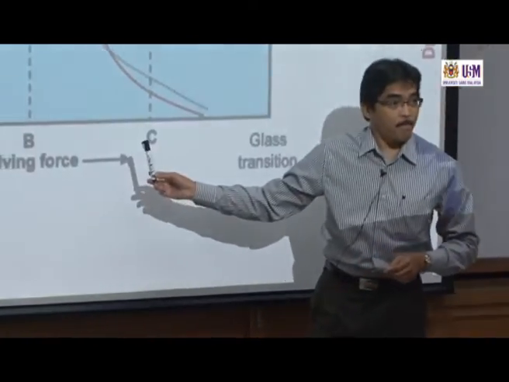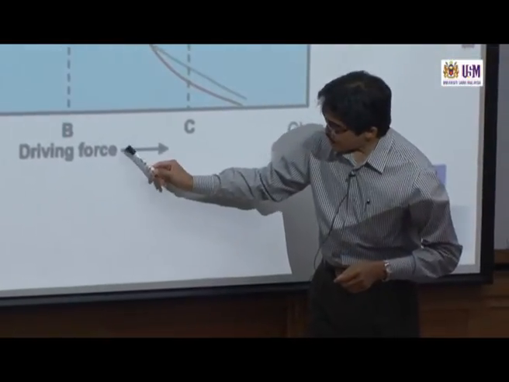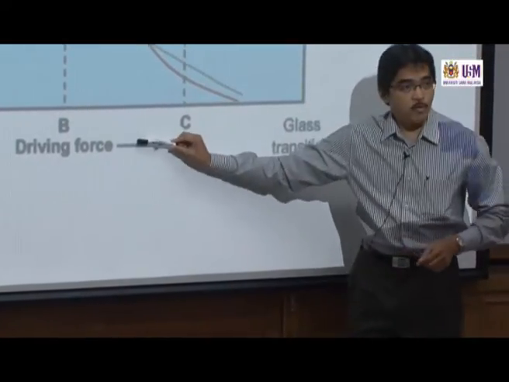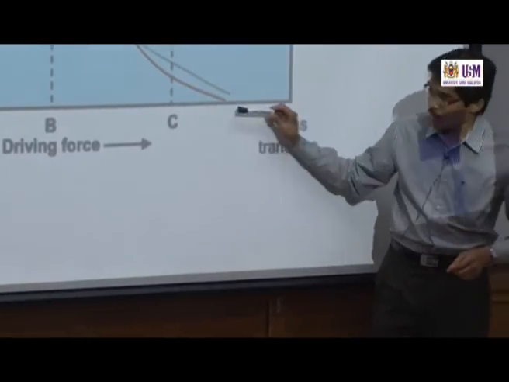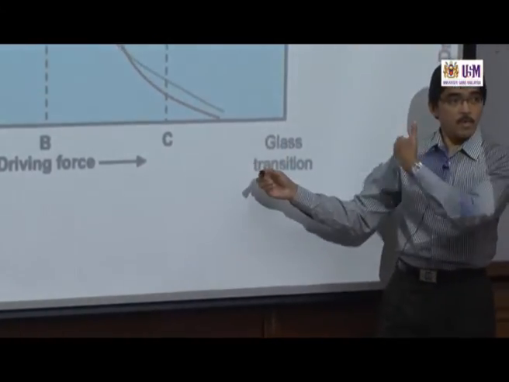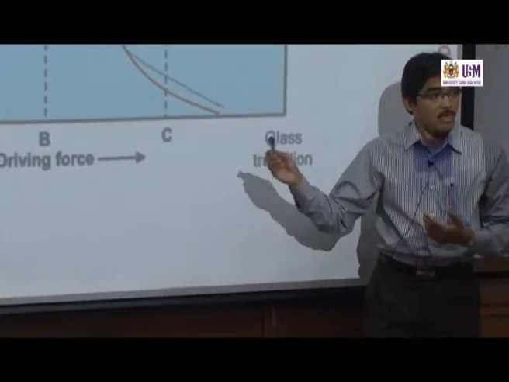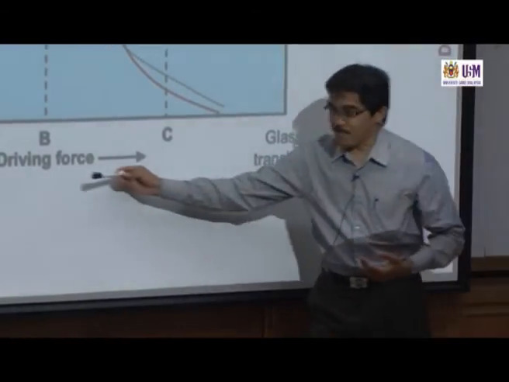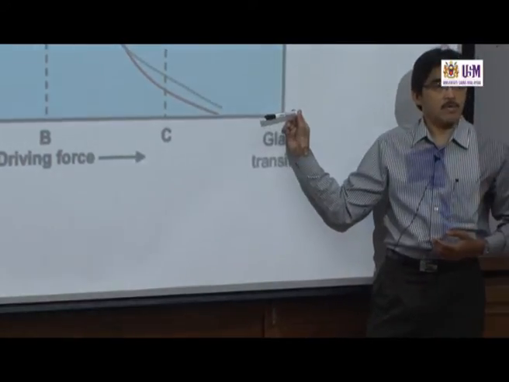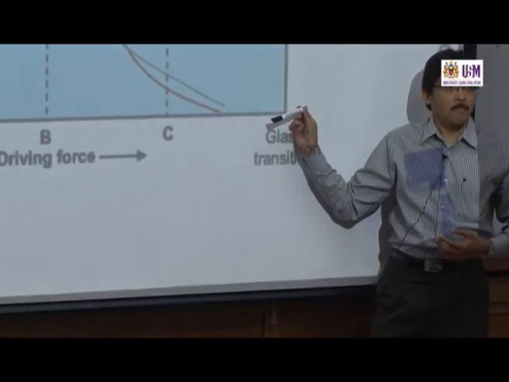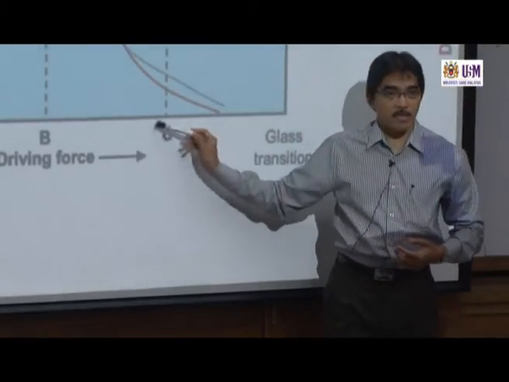In this diagram, the driving force, you can see the arrow is pointing towards this direction, towards the right. As if the driving force keeps increasing this way, right? It's not really correct.